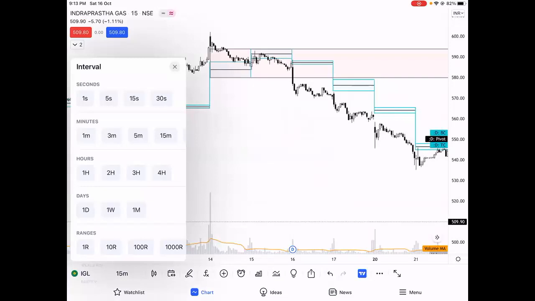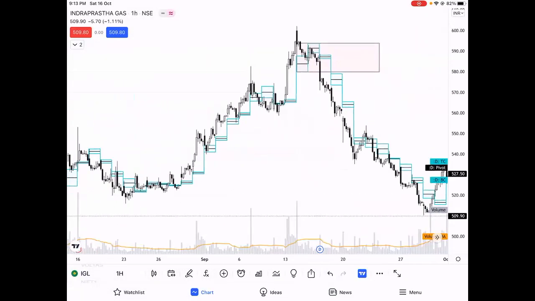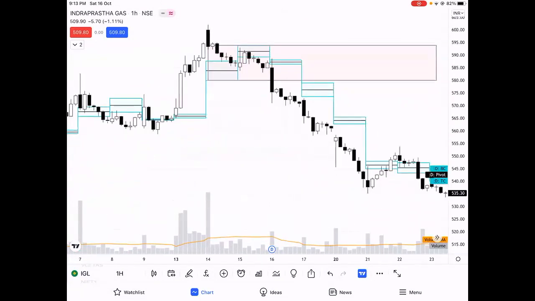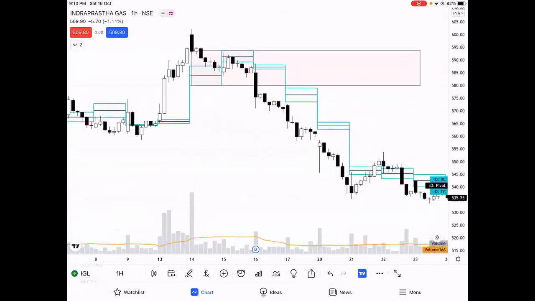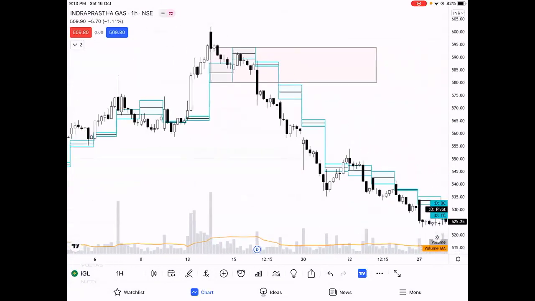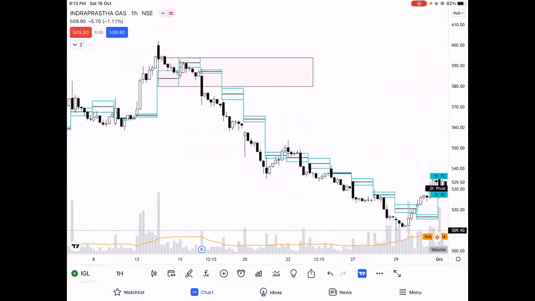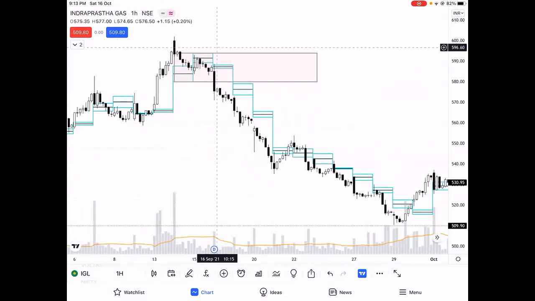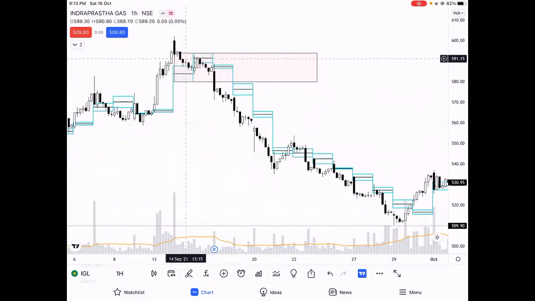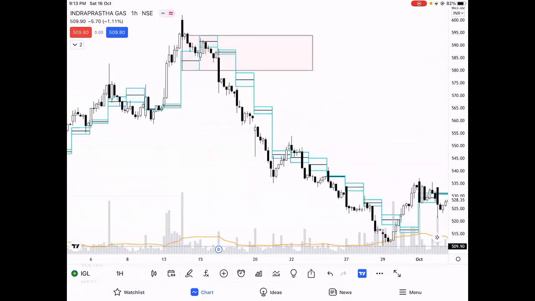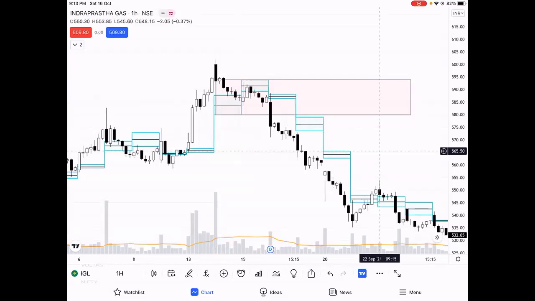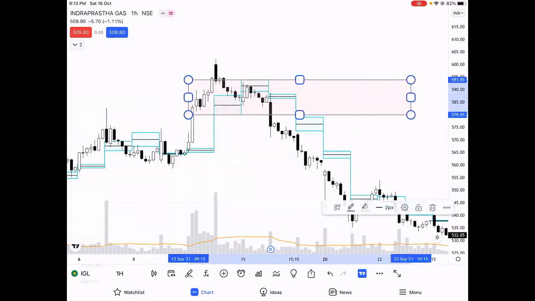Let me switch to 1 hour. Look, see the box. You might ask me that the box is not correctly drawn. This is just because we are considering CPR, not the candlestick range. And now see the confluences. This is also relevant if you are a demand and supply trader. Let me take this here.